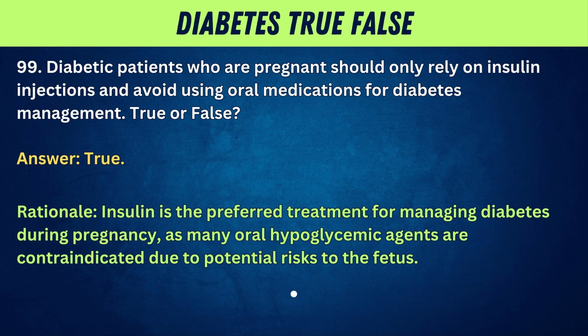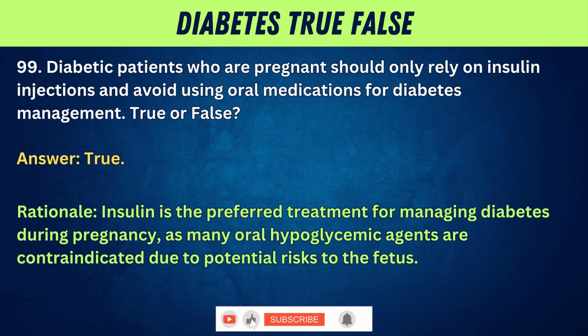99. Diabetic patients who are pregnant should only rely on insulin injections and avoid using oral medications for diabetes management. True or false? Answer: true. Rationale: insulin is the preferred treatment for managing diabetes during pregnancy, as many oral hypoglycemic agents are contraindicated due to potential risks to the fetus.